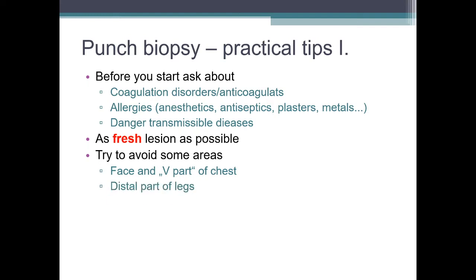Also the distal part of the lower limbs is not perfect because there is quite often vein insufficiency, and this could also make it a little bit harder for the histopathologist to evaluate the lesion. And also it's not good to take a sample from a traumatized or infected lesion.